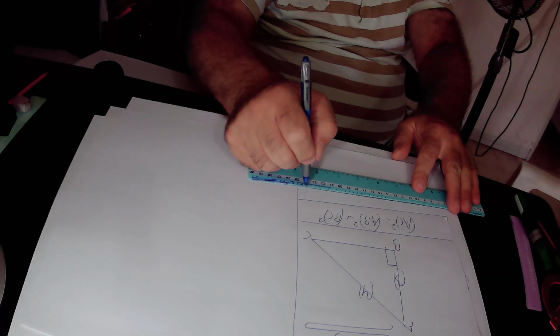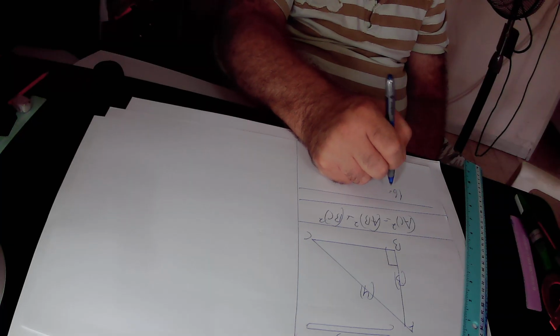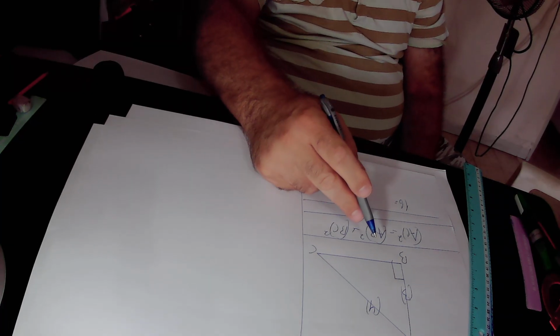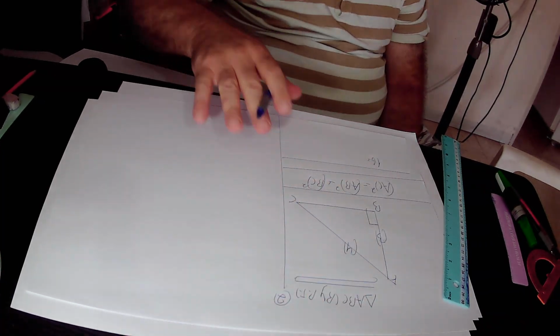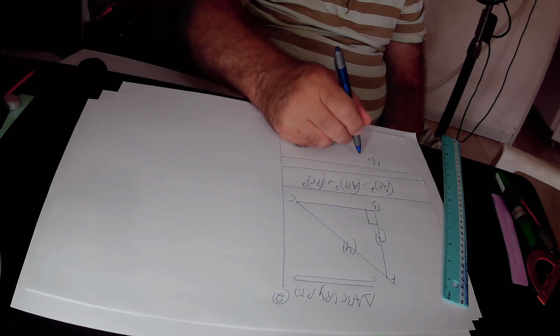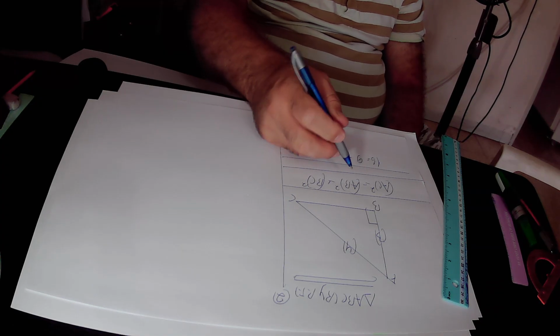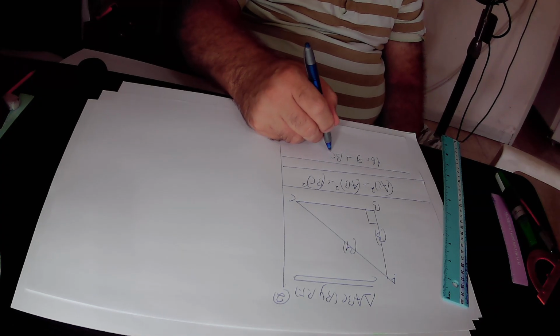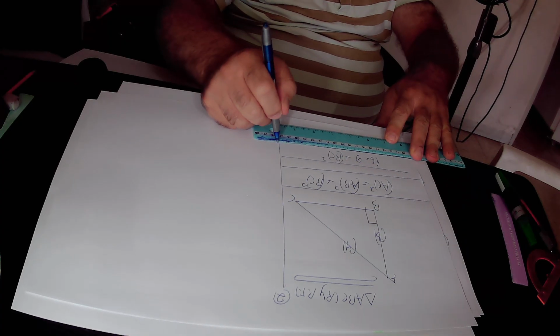AC is 4, therefore AC squared is 4 squared, that is 16, equals AB squared. AB is 3, therefore AB squared is 3 squared, that is 9, plus BC squared. BC is the missing side. So in total, we found out that 16 equals 9 plus BC squared.